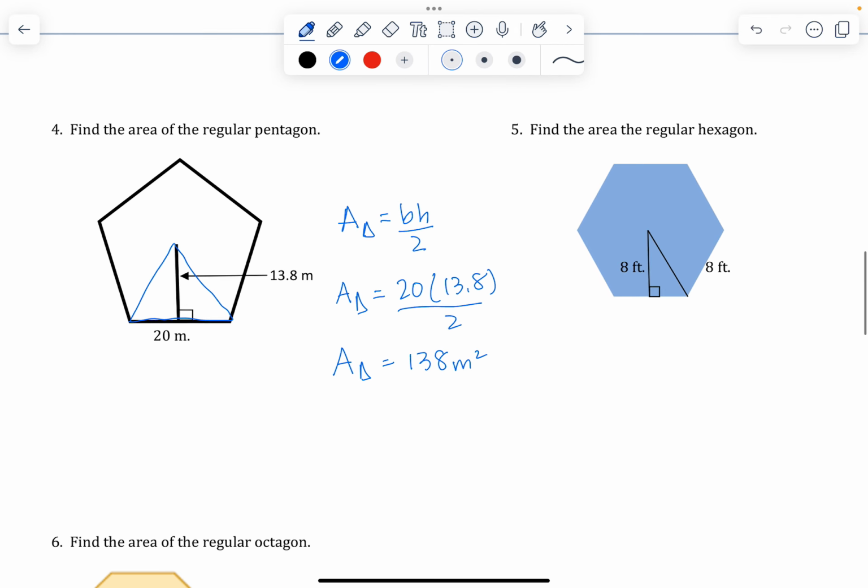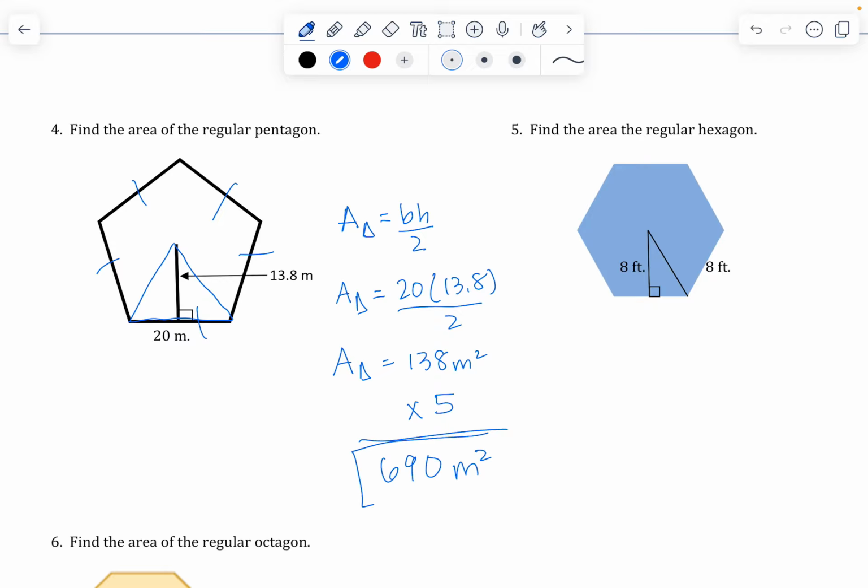Now remember, we want to find the area of the whole pentagon. So you have to think about, it's got 1, 2, 3, 4, 5 sides. It's going to take 5 triangles. So our last step is going to be multiply by 5. We're going to need 5 of those, which is 690 meters squared. And that's the area of the regular pentagon.